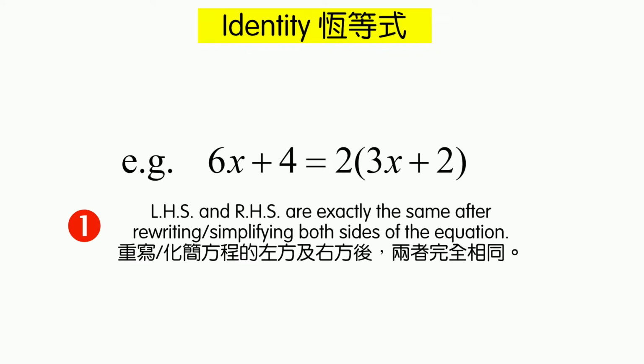Identities have two characteristics. The first characteristic is that the left-hand side and the right-hand side are exactly the same after simplification. For example, by expanding the right-hand side, we get 6x plus 4, which is exactly the same as the one on the left. Once we have proved that it is an identity, we can change the equal sign in the middle into an identity sign with 3 lines. This shows that this equation is an identity, and the left-hand side is exactly equal to the right-hand side.